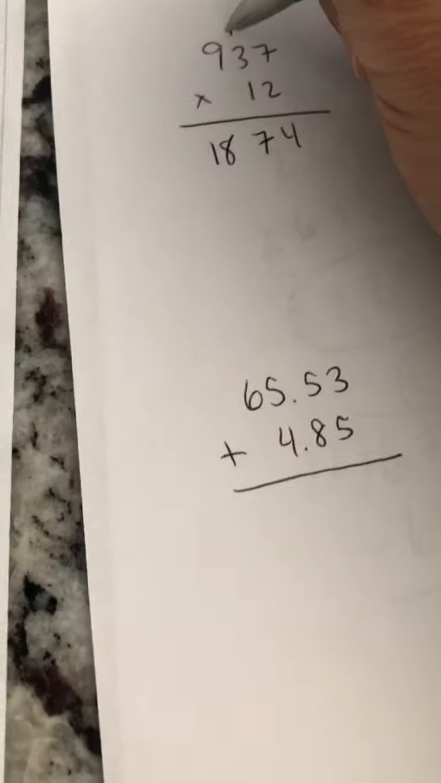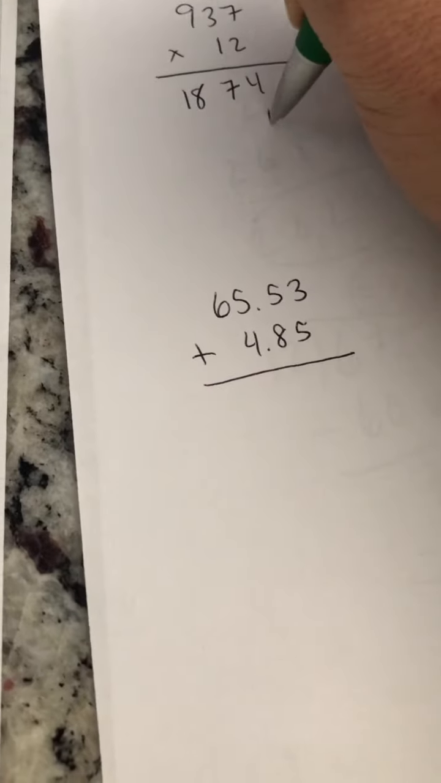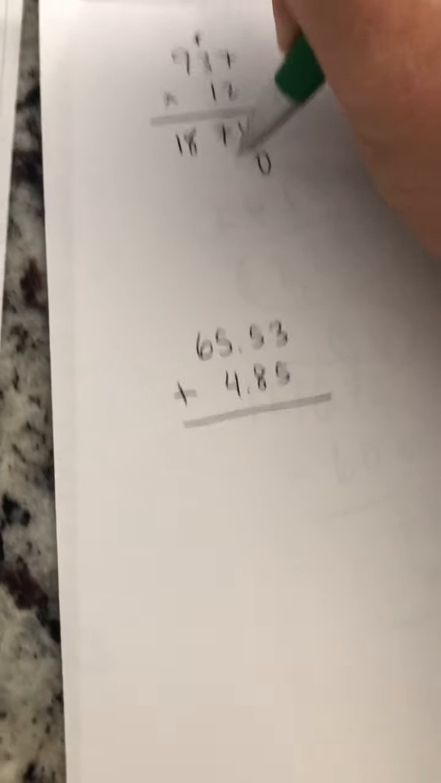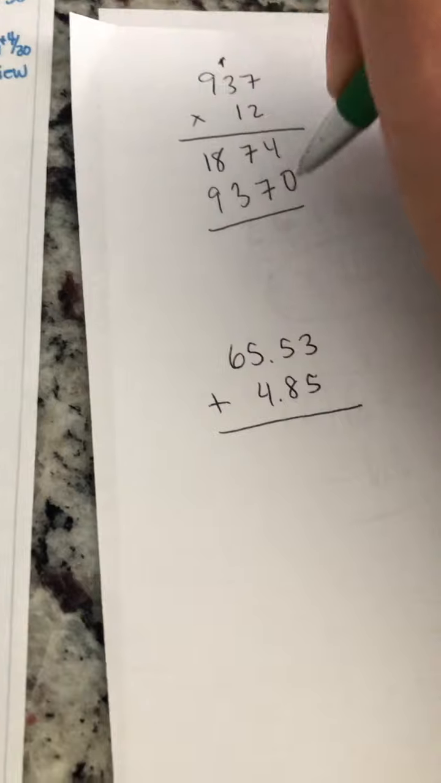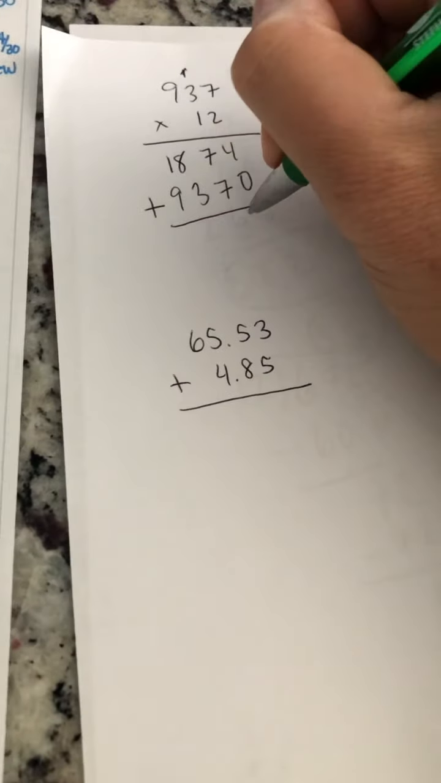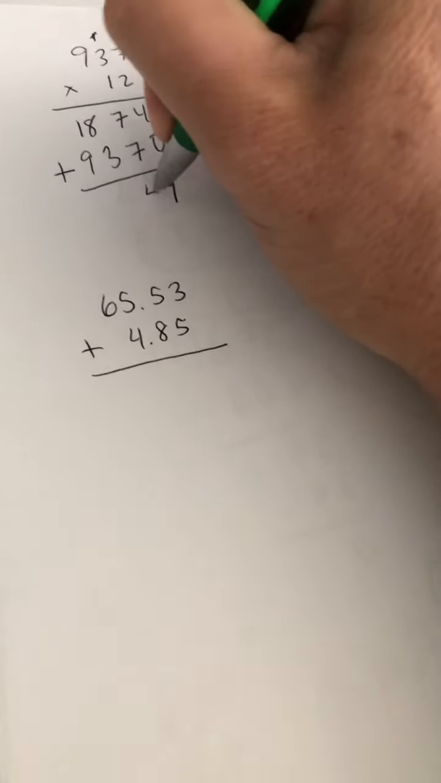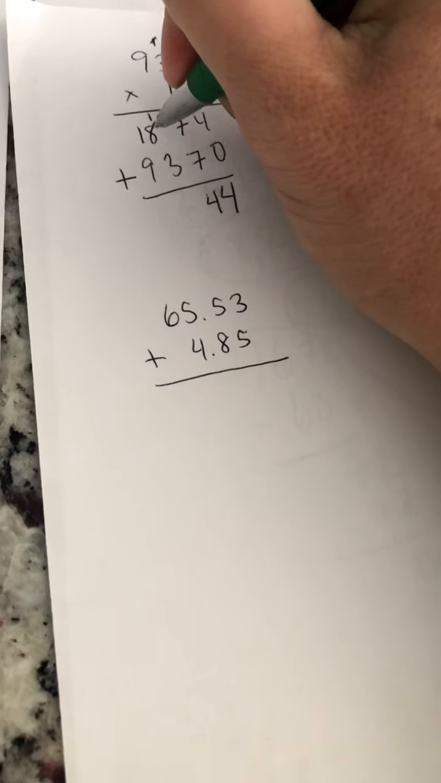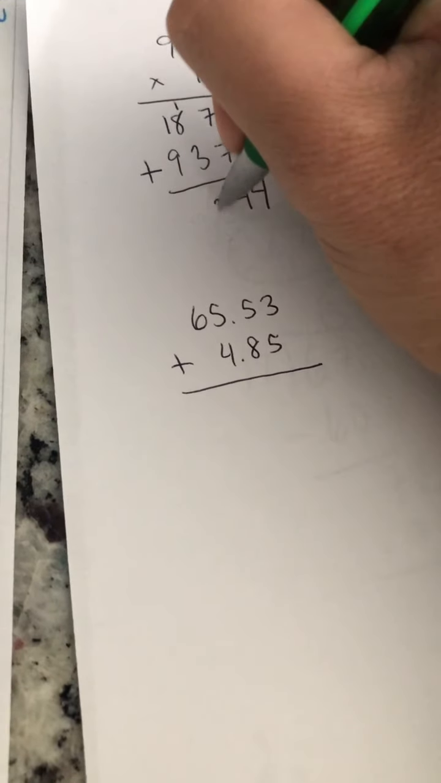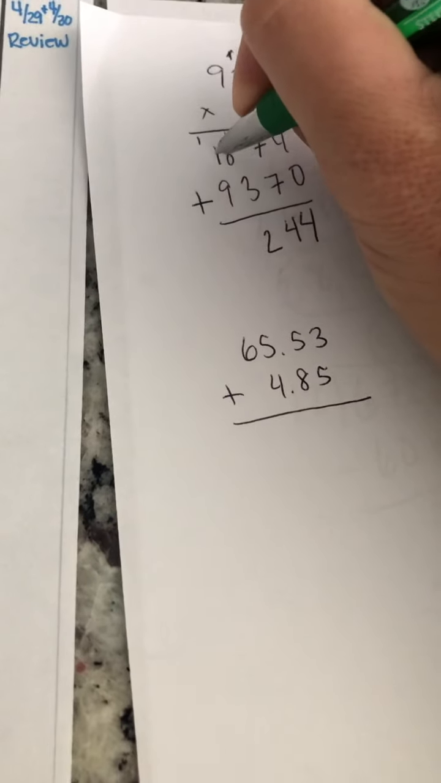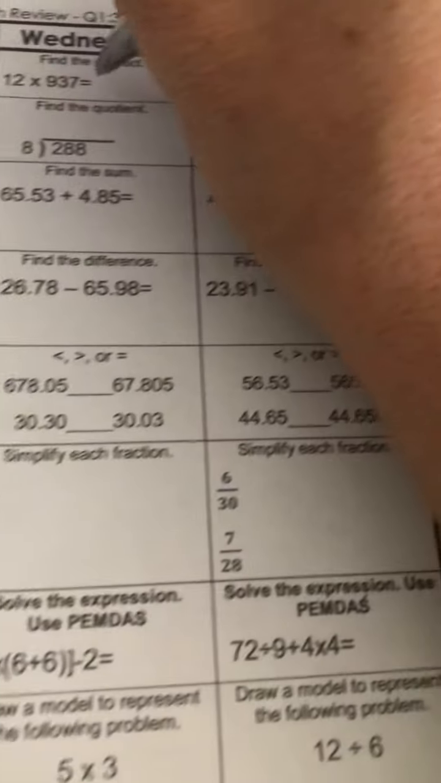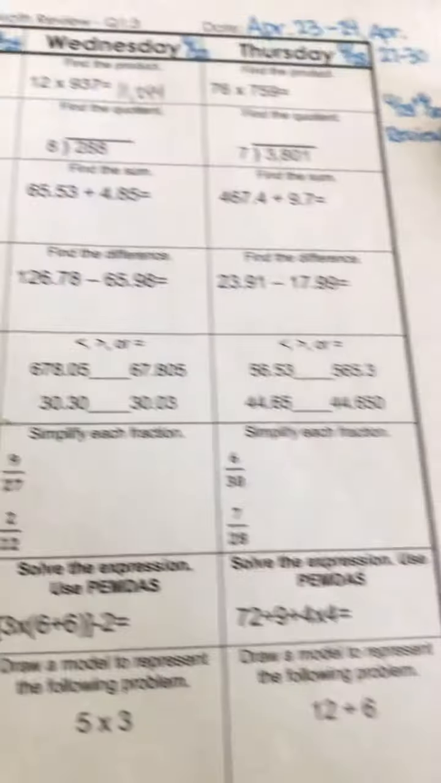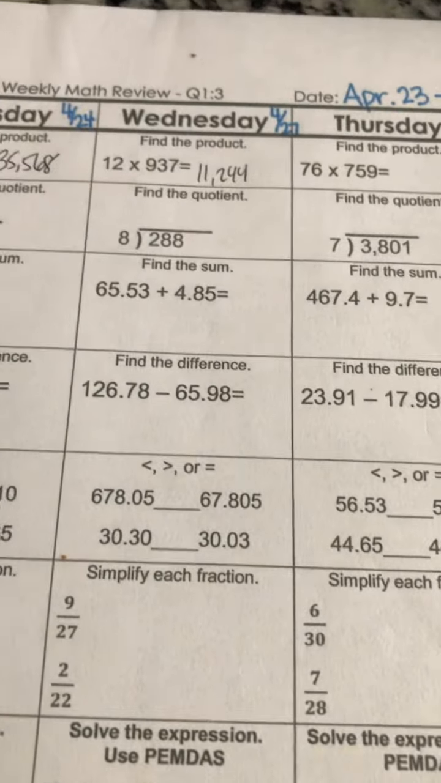I'm going to scratch off that 1 so I don't re-add it when I move over a place value. Put my placeholder in. 1 times 7 is 7. 1 times 3 is 3, and 1 times 9 is 9. Adding everything up, 4 plus 0 is 4, 7 plus 7 is 14, 1 plus 8 is 9, plus 3 is 12, and then 1 plus 1 is 2, plus 9 is 11. 11,244.